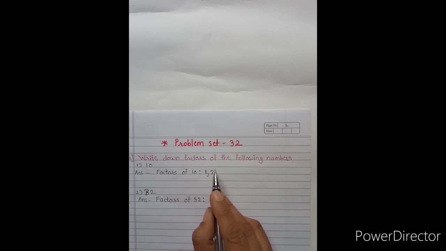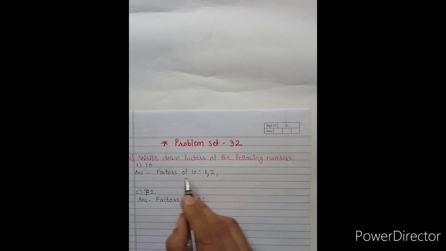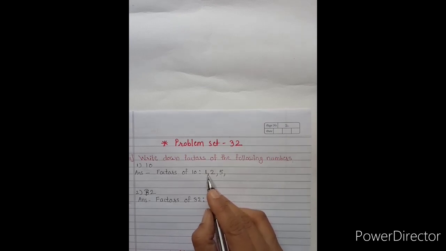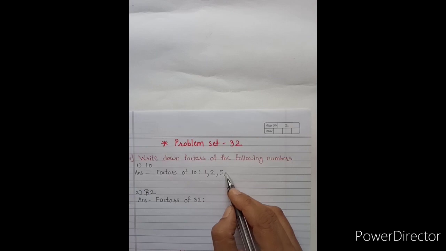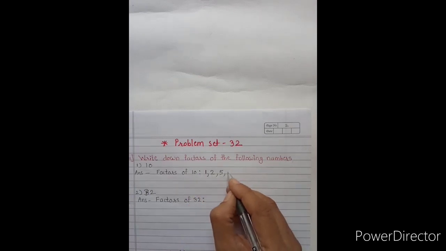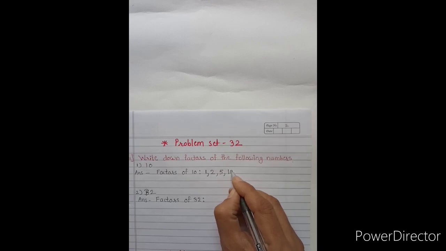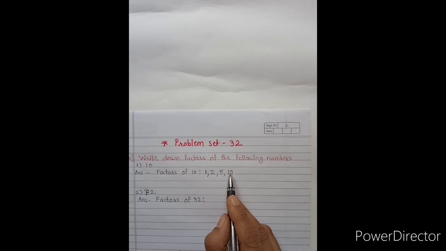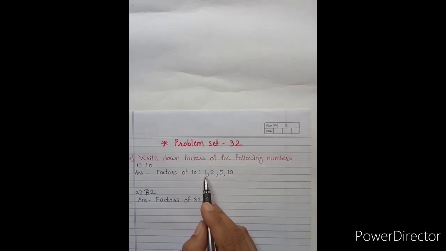Now 5. 5 ones are 5, 5 2s are 10. Yes, so 10 is exactly divisible by 5. 5 is a factor of 10. Now keep on dividing. You will find that the other factor of 10 is 10, because every number is exactly divisible by itself. So the factors of 10 are 1, 2, 5 and 10.